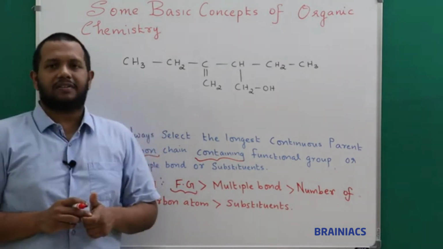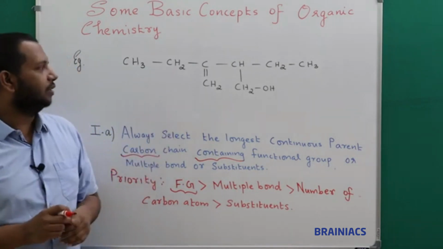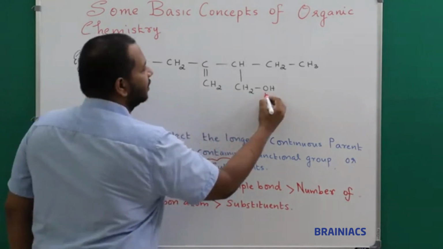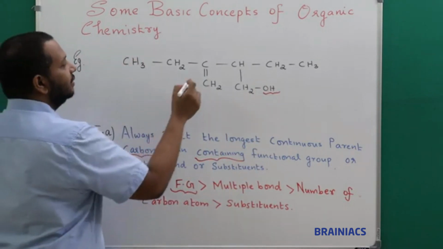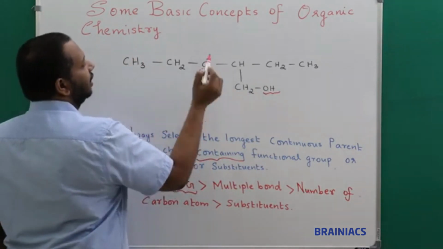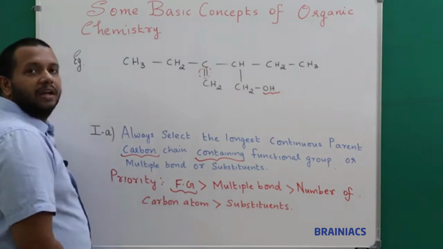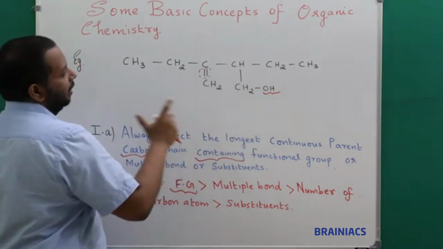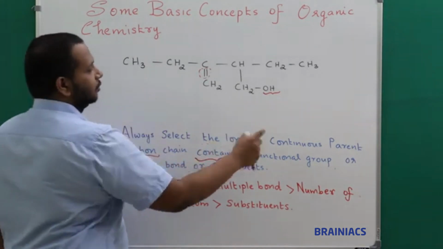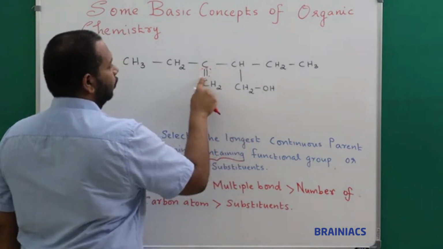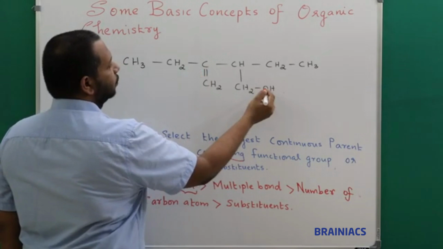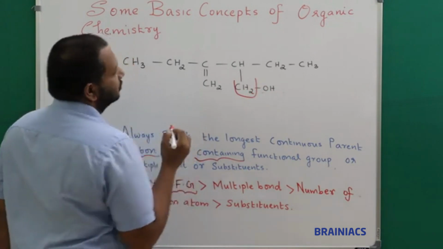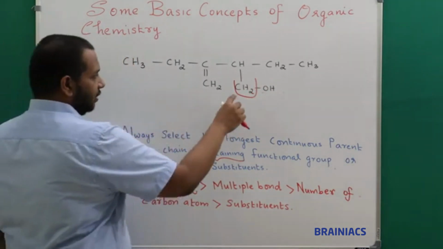Okay, now we will see the next example. Now tell me here what are all the things we need to look for. Now if you are looking at this compound, I can say there is a functional group present. Okay, super. And there is a multiple bond present here. Now again I am going to the rule. The rule says that select the longest continuous parent carbon chain containing the functional group. So first priority goes to functional group. The functional group is this one, so that is connected to this one. So I should start from here. This I understood. Clear. Now I should select the longest continuous chain.